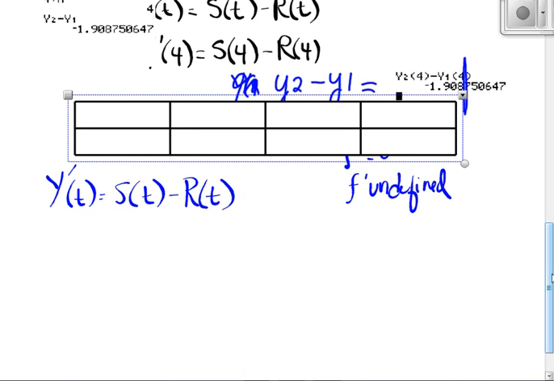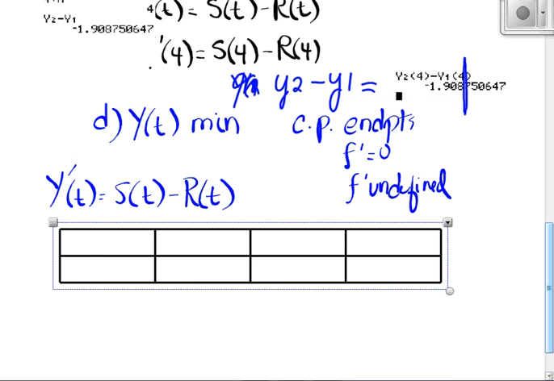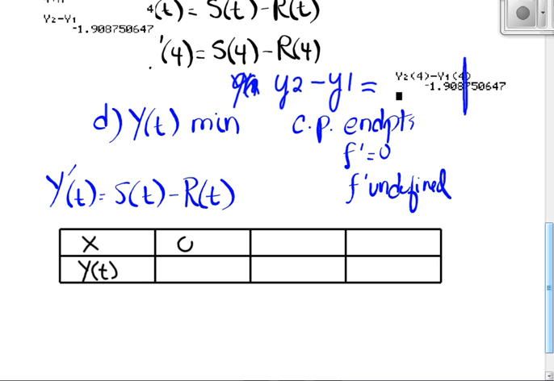Okay, where are the 3 places? Okay, so I have x and I have y of t. So I have 0, 6, and I don't know what that point is yet. We could find y of 0. And remember what y of t was.